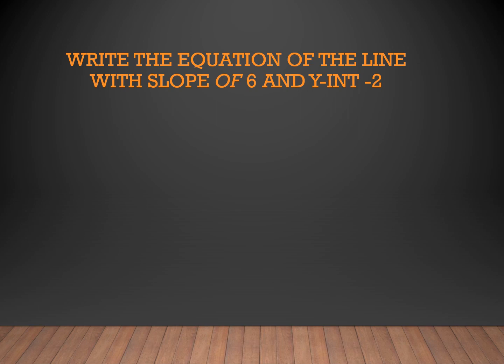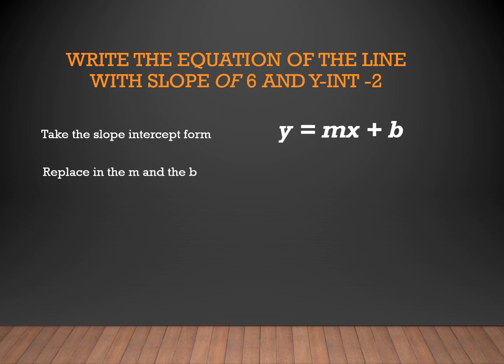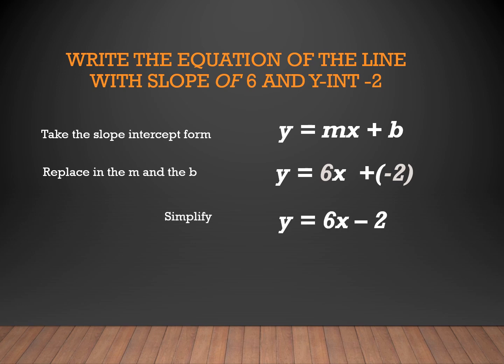The first example: write the equation of a line with a slope of 6 and a y-intercept of negative 2. So we can use the slope-intercept form, then replace the slope and the y-intercept. Don't forget to simplify, and that's all it is.